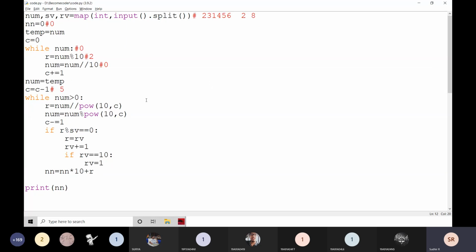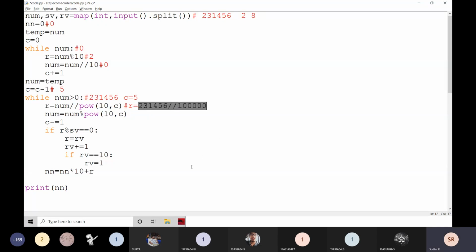Okay, and then this is the number, right? This is the number, and I'm coming down, and the count is going to be 5. And coming here, what is r value now? R value is equal to num. The num value is going to be num by power of 10 comma c, 10 power c, 10 power 5.